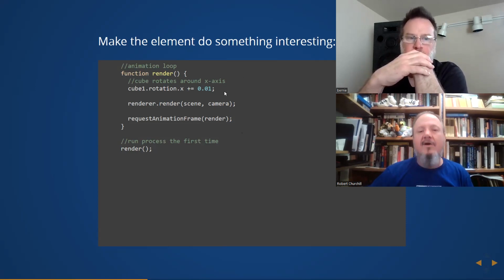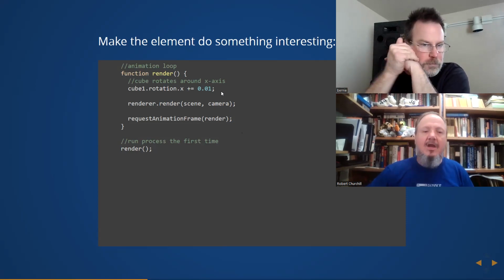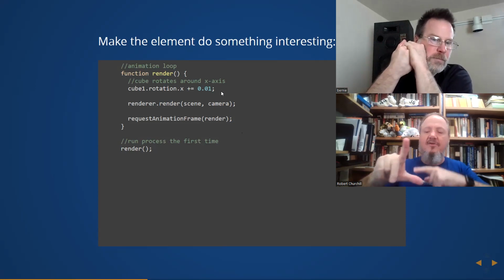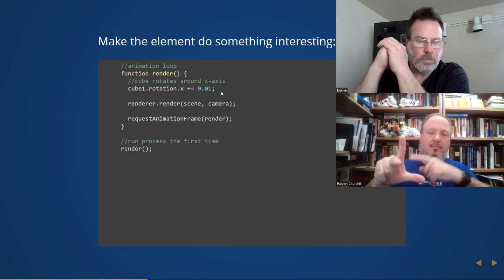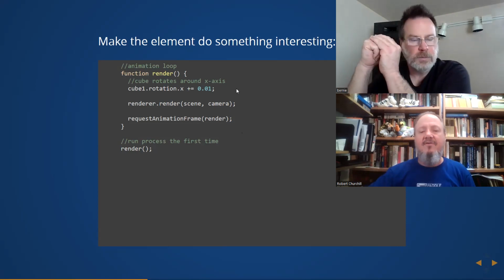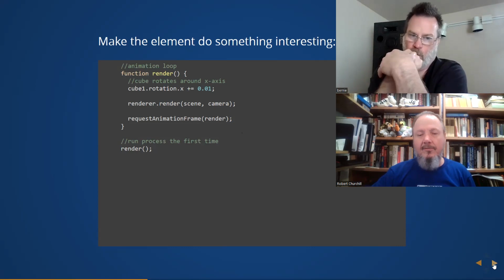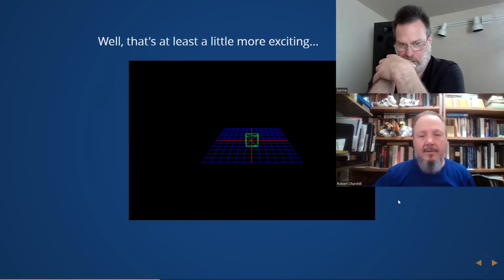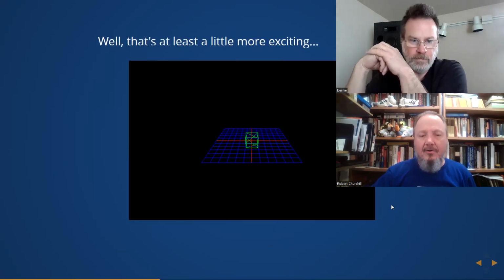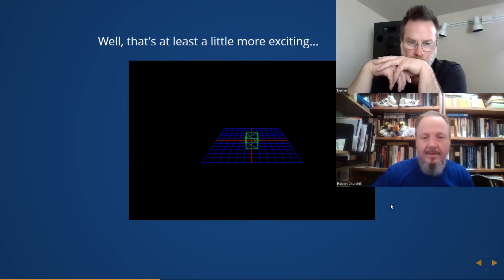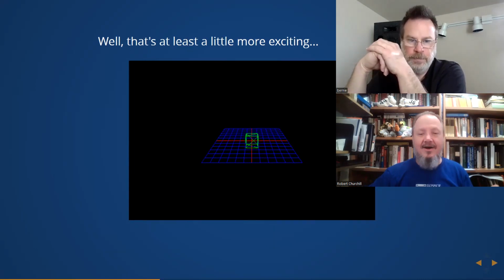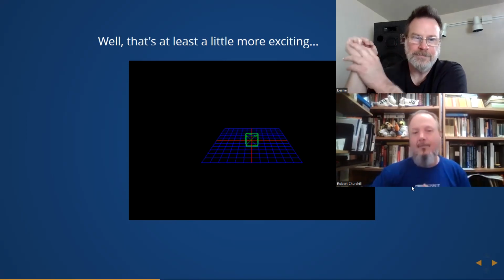So here we're going to animate this. We're going to rotate the cube in a positive direction around the x-axis, so it'll look like it's rotating toward you over the top. So let's see if that works out. It's kind of an optical illusion, but that's what's happening. So it's not too much more exciting, but hopefully it's a little more exciting.